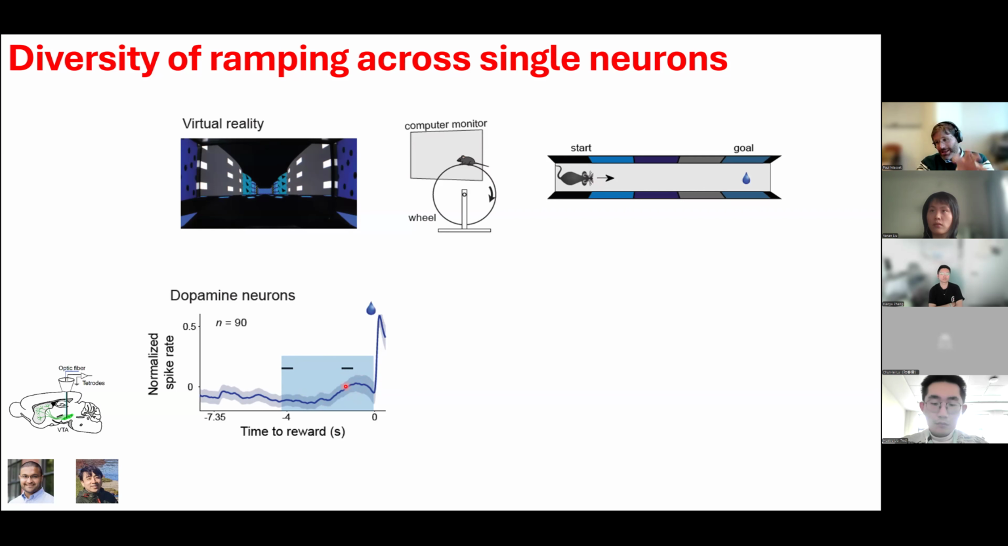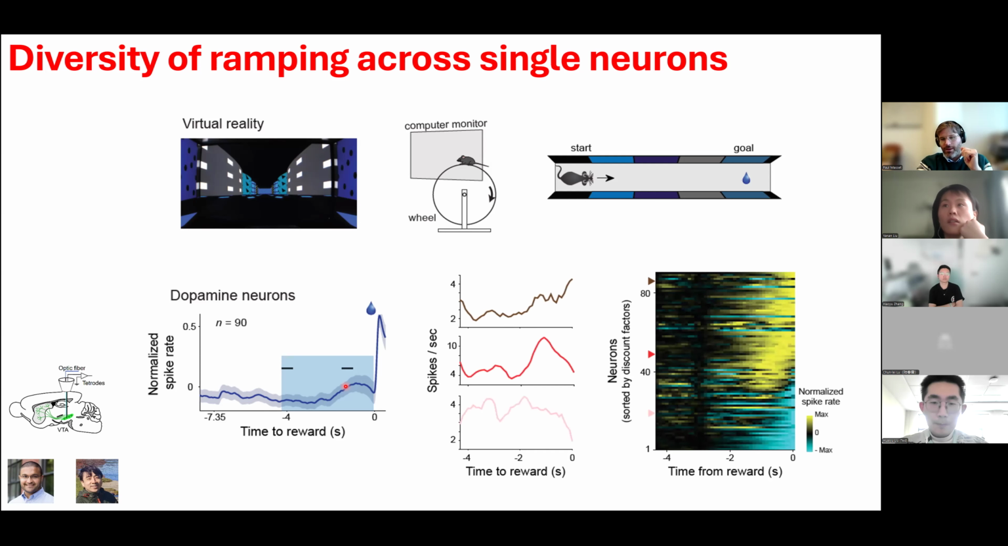Now if you look at single neurons, you again see a very strong diversity. You see neurons that ramp up, neurons that ramp down, and neurons that do something in the middle, right? So you have this extreme diversity across neurons. And so the question is, where does this diversity come from? One way to think about it is to go back, again, to why you see ramps in these tasks.